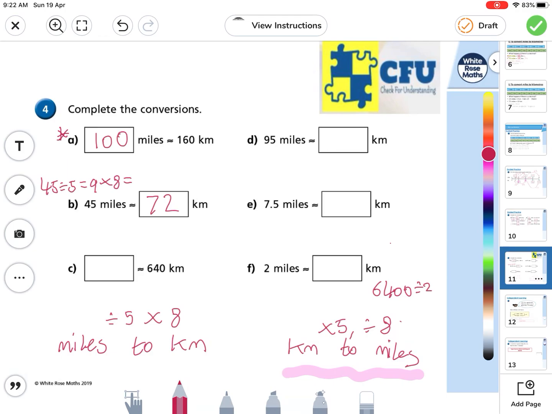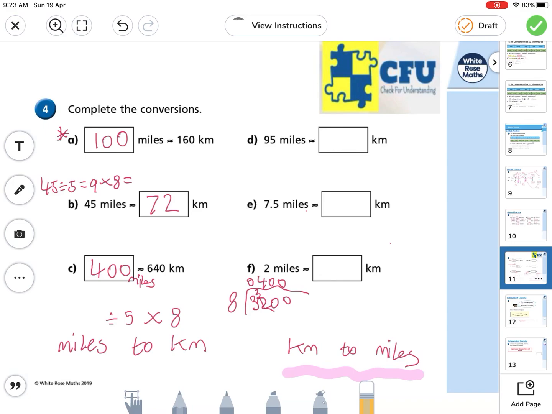Well, I know that 640 times 10 would be 6,400. Then if I divide that by 2 to make it a bit like times 5, that'd be 3,200. So then I need to do 3,200 divided by 8. How many 8s in 3? 0. How many 8s in 32? 8, 16, 24, 32. So that would be 400 miles in 640 kilometres.